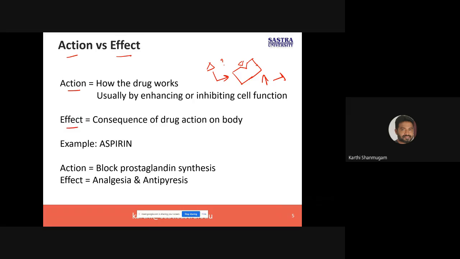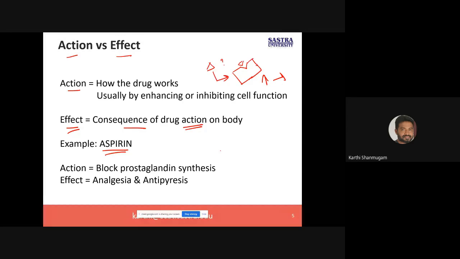So what's the meaning of drug effect? The meaning of drug effect is the consequence of drug action. Because of the binding of the drug molecule, because of the activation of the protein, or because of the inhibition of the protein molecule, some effect will take place. That is what exactly is called drug effect on the body. So example, aspirin, a very commonly sold drug molecule.